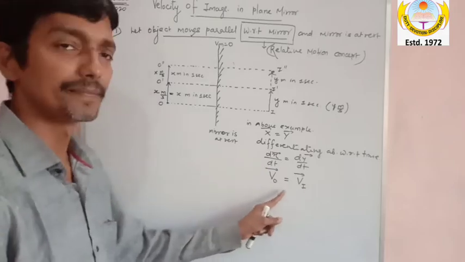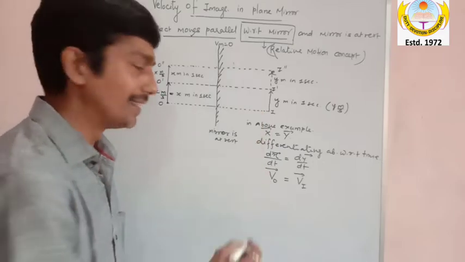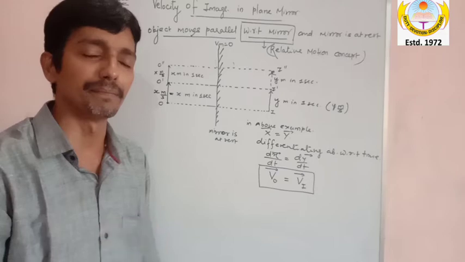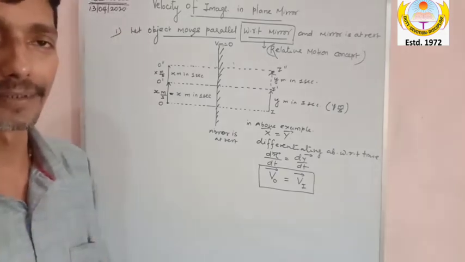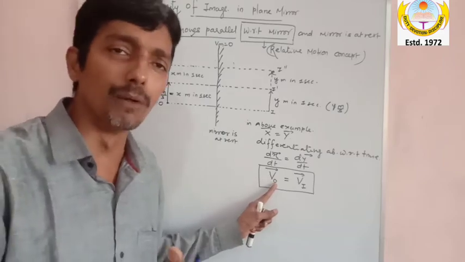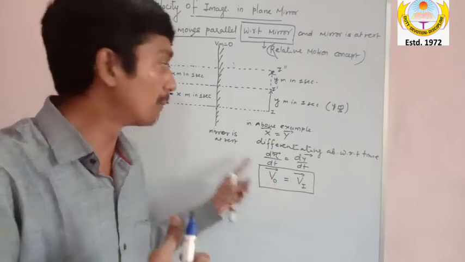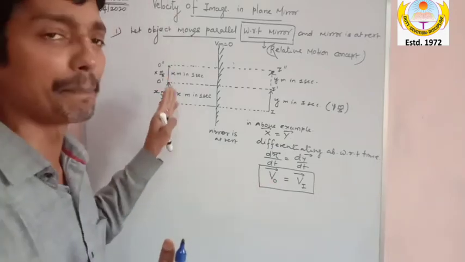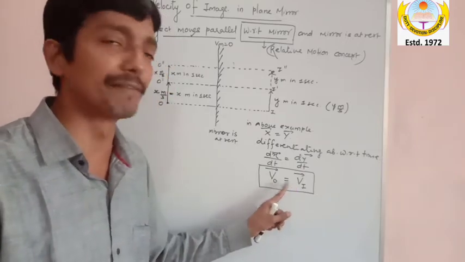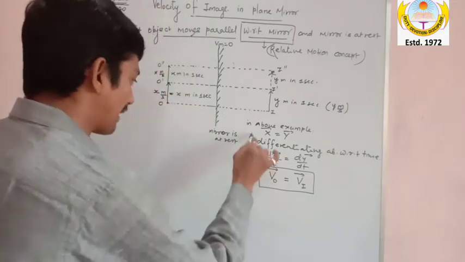Both are equal. That is, when the object moves parallel, the image velocity and the object velocity remain the same. That is the conclusion. So if the question asks, for example, if an object moves 2 meter per second parallelly with the mirror, what is the velocity of the image? The answer will be the same, that is 2 meter per second. So please make a note of this.